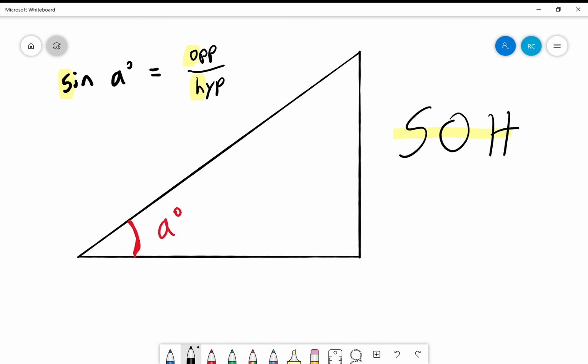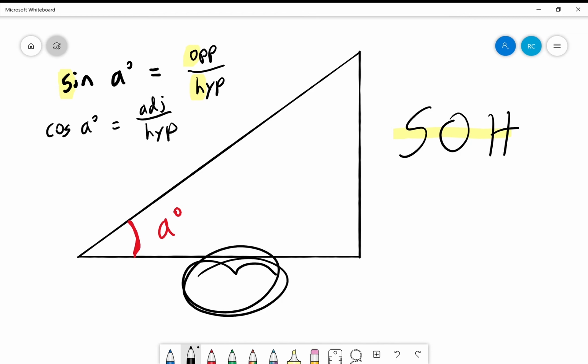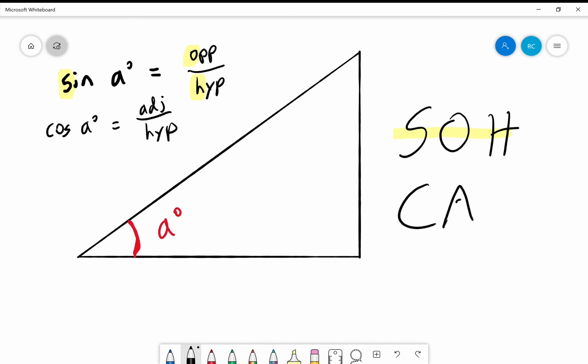Similarly, just the same, cosine of A degrees we define as the adjacent side divided by the hypotenuse. That's the adjacent side, the one that's next to the A degree angle, and the hypotenuse. And that's where the CAH in SOHCAHTOA comes from. Cosine is adjacent over hypotenuse.